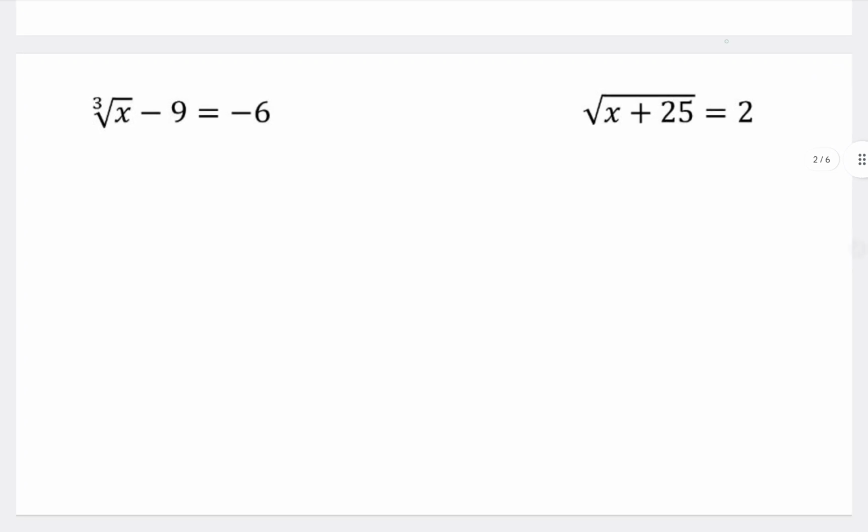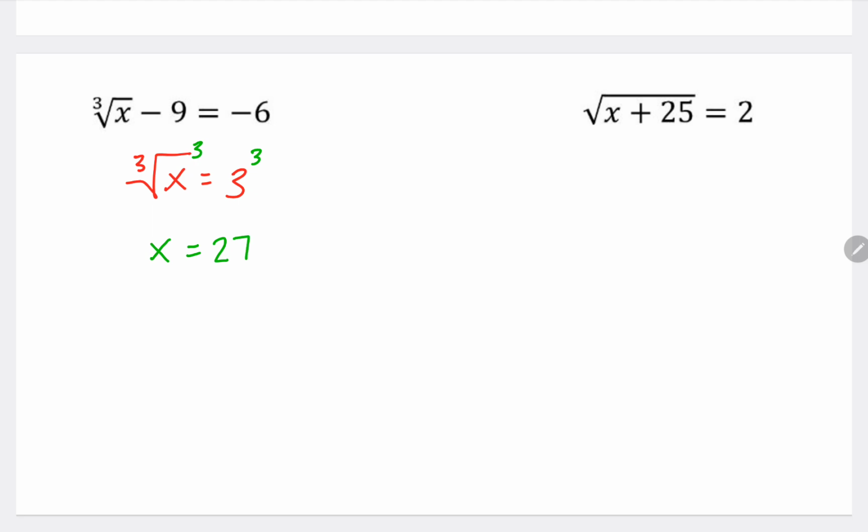All right, here are a couple more examples. Same idea. This first one, we're going to add 9 to both sides to get started, to get 3. Our cube root is isolated, so we're going to cube both sides so that the cube root and the cube cancel each other out. x equals 3 cubed, or 27.